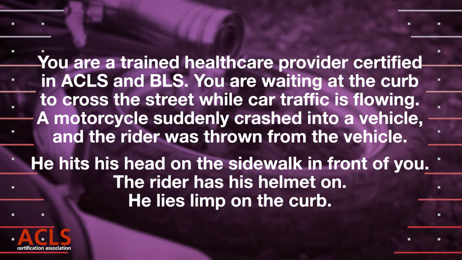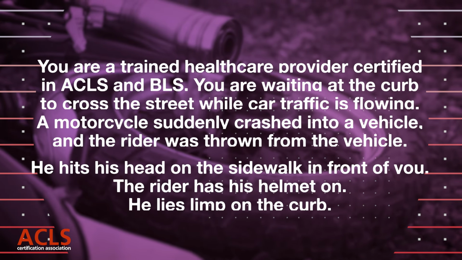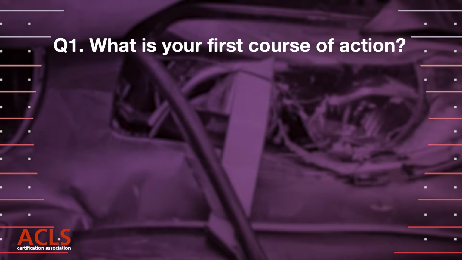The rider has his helmet on. He lies limp on the curb. What is your first course of action?